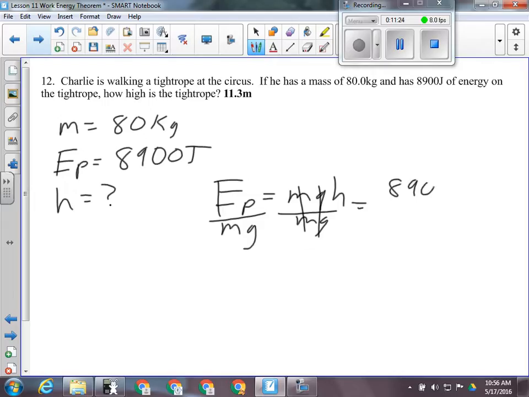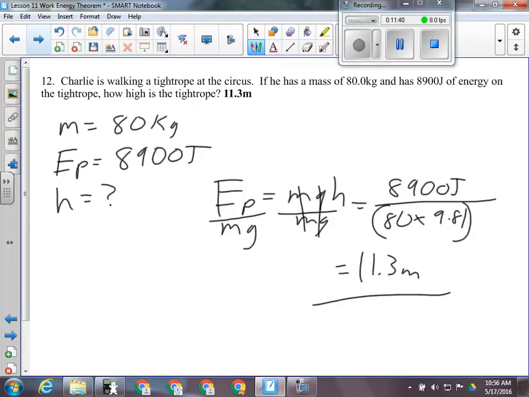So 8,900 joules divided by his mass, which was 80 kilograms, times 9.81. And again, you have to outsmart your calculator on that one and put the bottom in brackets. When you do that, you should get 11.3 meters above the ground.